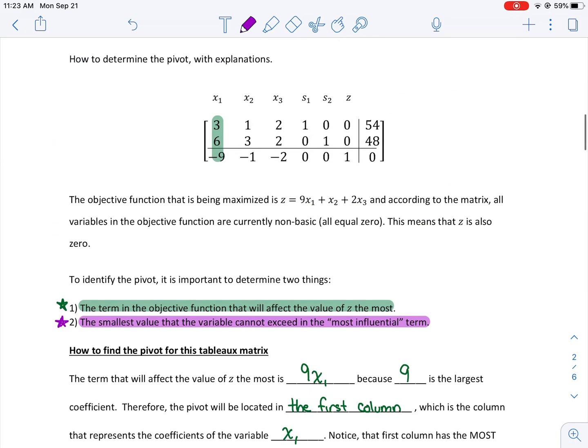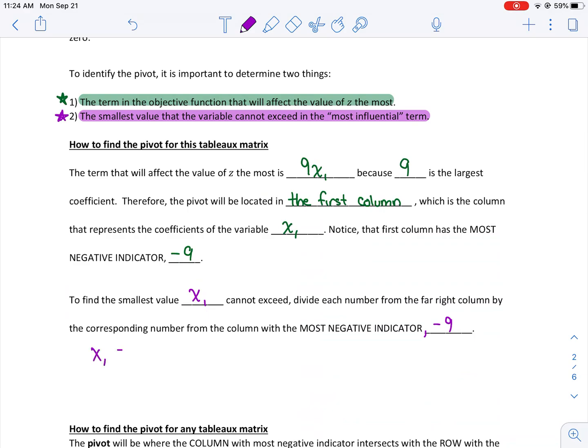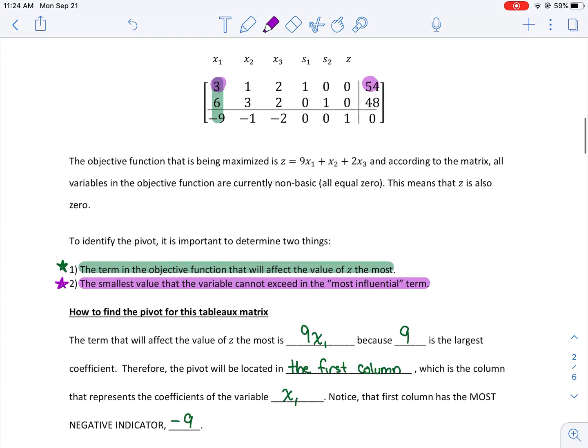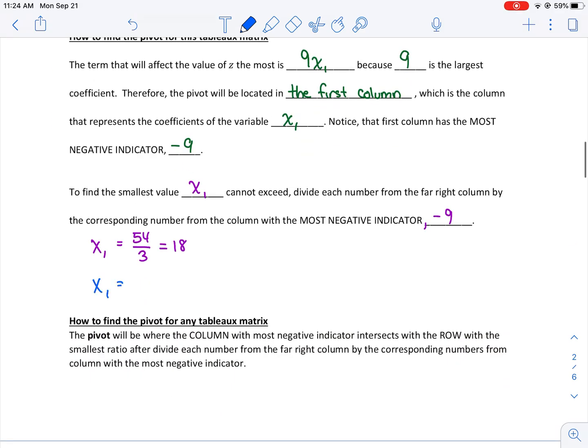All right, so here we go. We're going to take the first entry in the far rightmost column and divide it by 3. So x sub 1 is equal to 54 divided by 3, which is equal to 18. Next, we're going to take 48 and divide it by 6. So x sub 1 is equal to 48 divided by 6, which is 8. So 8 is less than 18. So row 2 has the smallest ratio.